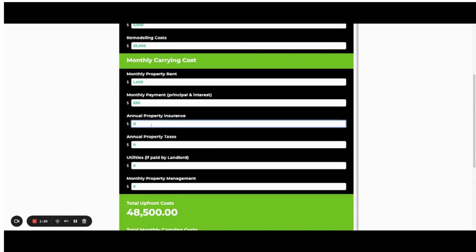Our annual property insurance, we'll say is $1,200 or $100 a month. Our annual property taxes are $1,200 or $100 a month.